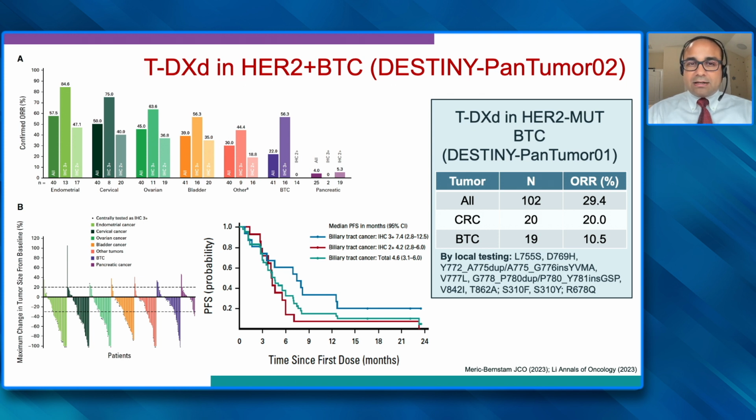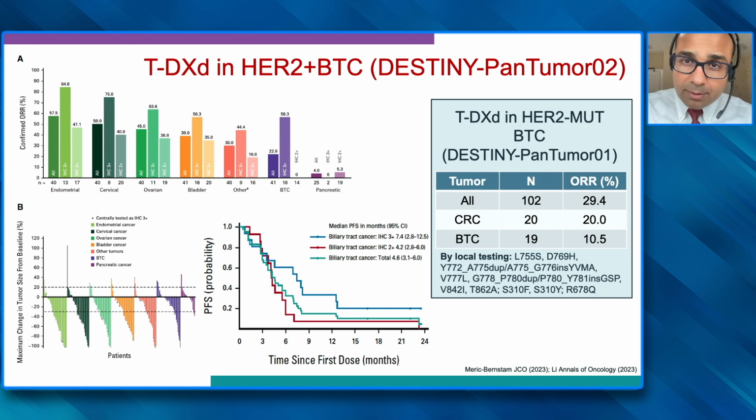And you can see that when you look at these Kaplan-Meier survival curves, the median PFS for IHC 3 plus tumors is close to 7 months, compared to only about 4 months in 2 plus tumors. So again, most of these responses are restricted towards a higher HER2 expressing population.